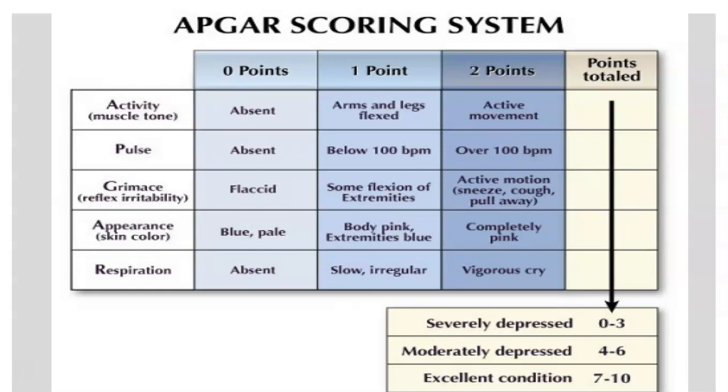So respirations, like I mentioned, pulse is the only one that's based on number of heartbeats. Respirations category is not based on how fast they're breathing. It's based on their cry. So if they're not crying at all, they get 0. If they have a weak cry or slow cry, then they would get 1. If they have a really lusty, vigorous, strong cry, that gives them that 2.